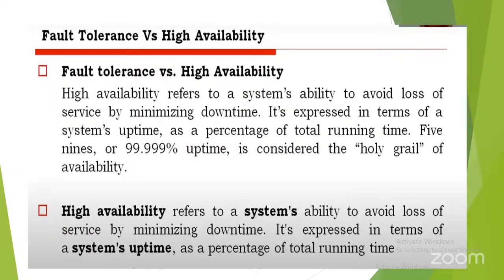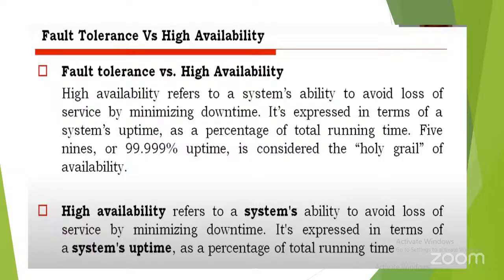How much? Total number of classes attended divided by total number of classes held. Out of 70, he attended 68. 68 by 70 is 99.709. So the availability of the student is more. So fault tolerance is what is called high availability.